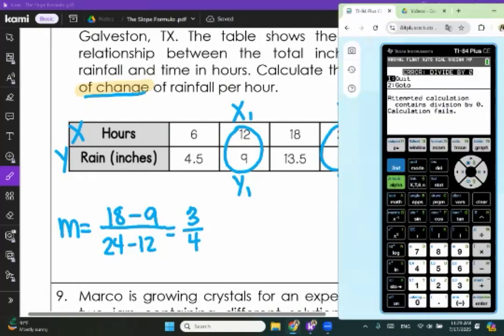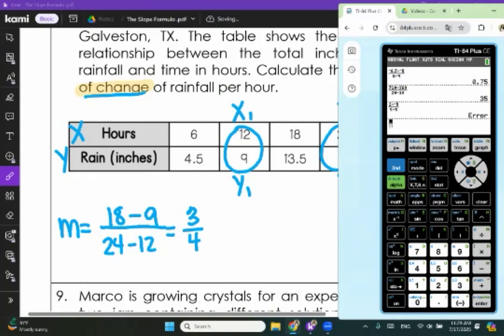You put it in the calculator. If we do it by hand, then we have to continue to simplify. So 18 minus 9, just in case you don't believe me, 24 minus 12, you get 3/4. Okay.